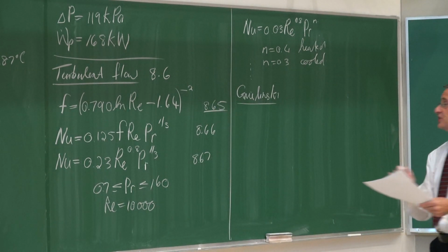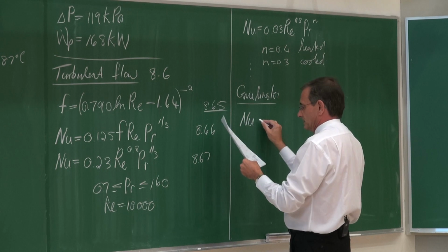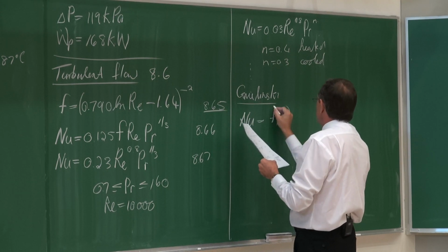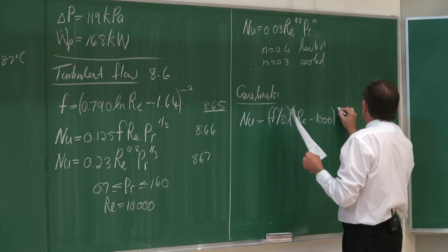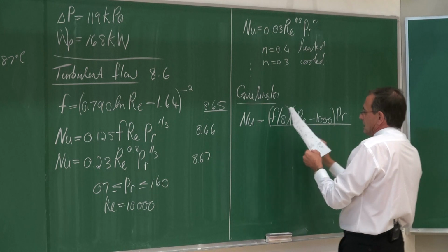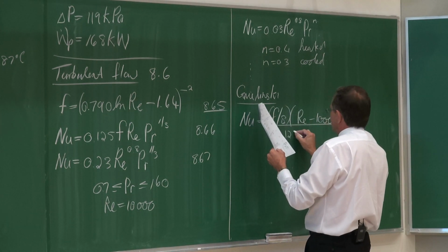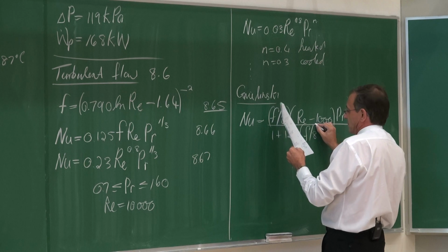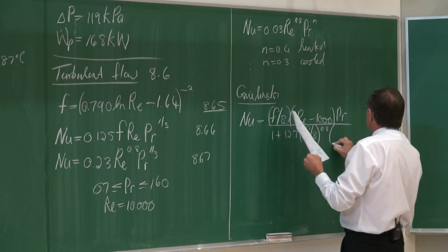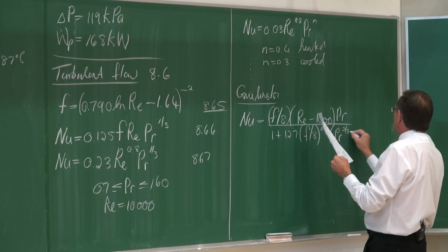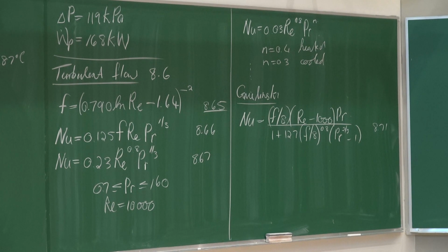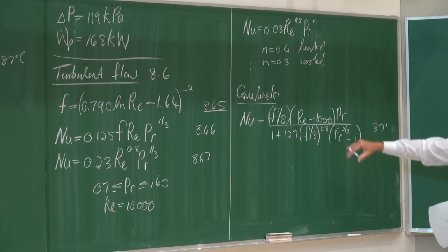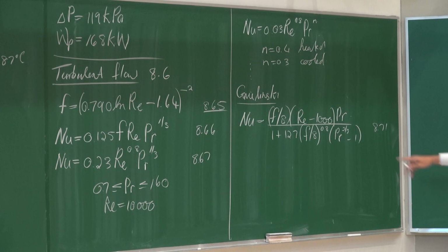And the Gnielinski equation, you'll see the Nusselt number is equal to the friction factor divided by 8, multiplied by the Reynolds number minus 1,000, multiplied by the Prandtl number, divided by 1 plus 12.7, multiplied by the square root of the friction factor divided by 8, multiplied by Prandtl to the 2/3 minus 1. That's equation 8.71. And that is considered the most accurate of all the equations. But you'll see, you'll have to put in more work to get to the answer.